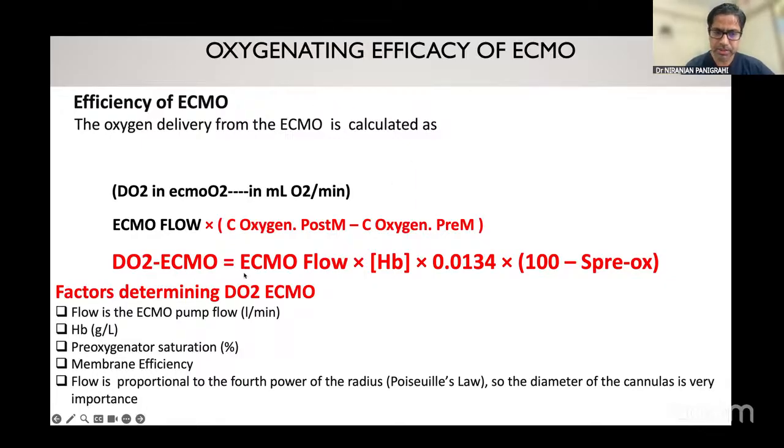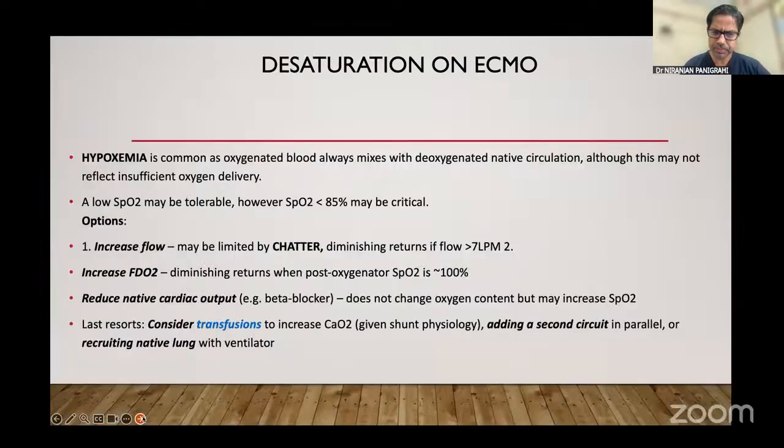Same as the alveolar equation, it depends upon the ECMO flow multiplied by the hemoglobin into 0.013 into 100 minus saturation. So what are the factors which determine the oxygen carrying capacity? First is the flow, second is the hemoglobin, third is the pre-oxygenator saturation, then membrane efficiency. Again, there are so many factors in it, and the flow to cardiac output proportion. That is a very important factor, which we will go into in detail.